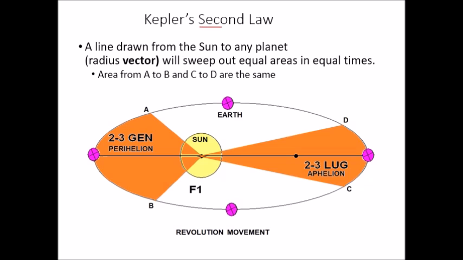Second law: a line drawn from the Sun to any planet is called a radius vector, and it will sweep out equal areas in equal times. The area from A to B is equal to the area from C to D.